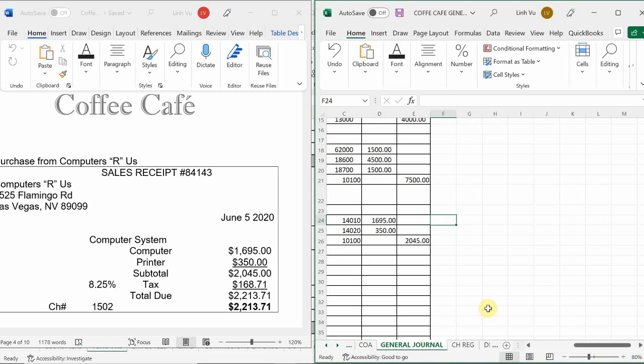So how do I split the tax? How would you split the tax? Would I split it in half? How would I distribute my tax? How does tax work? How do I get to $168.71?